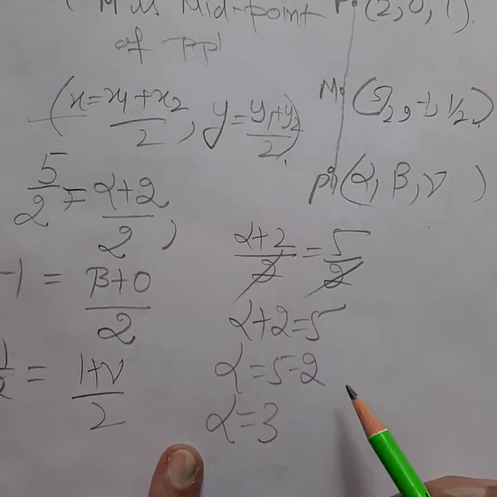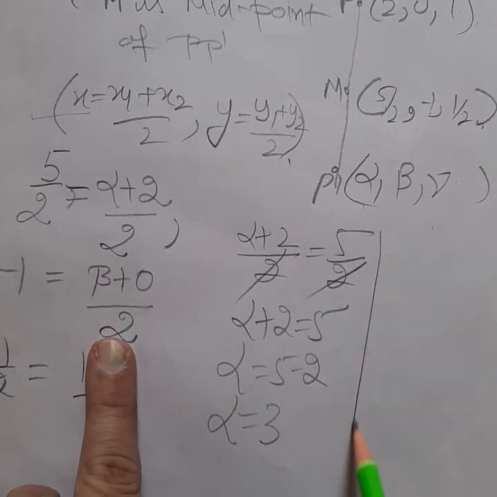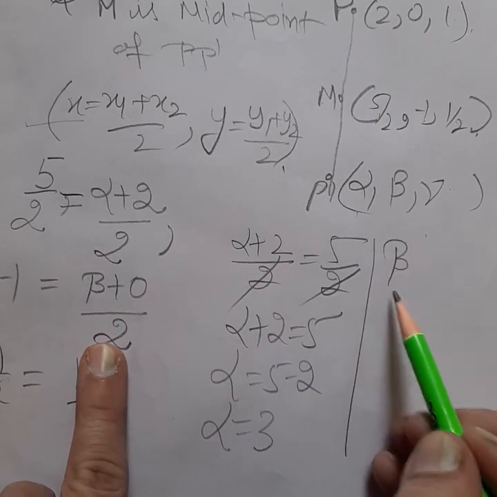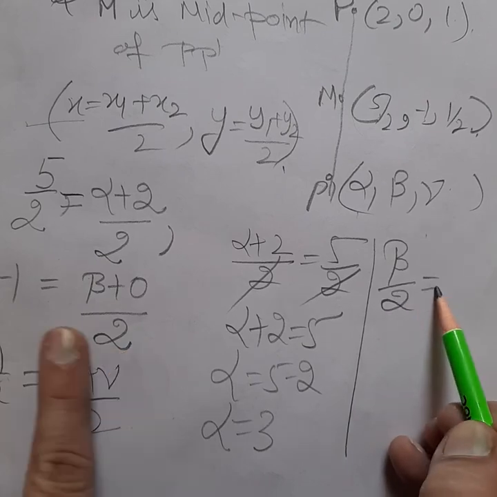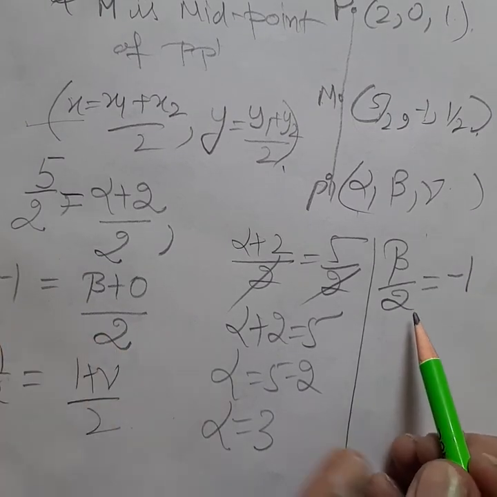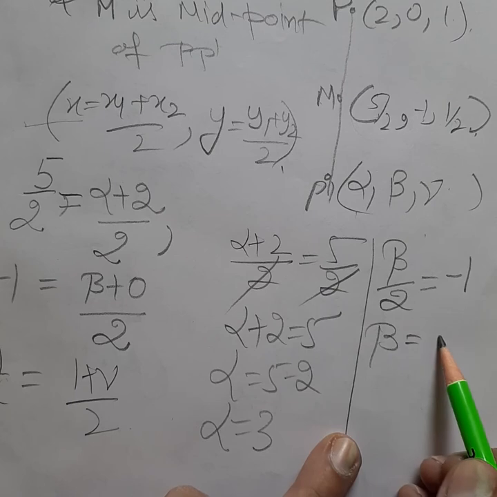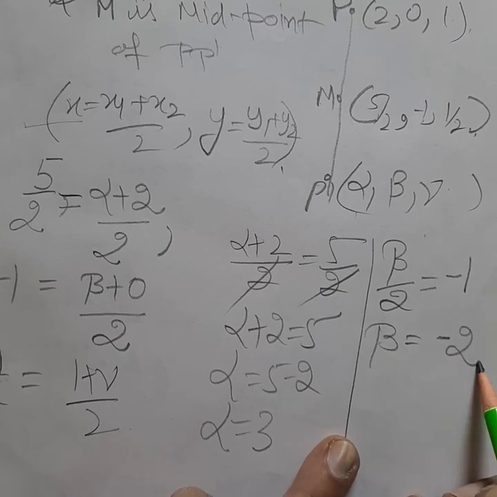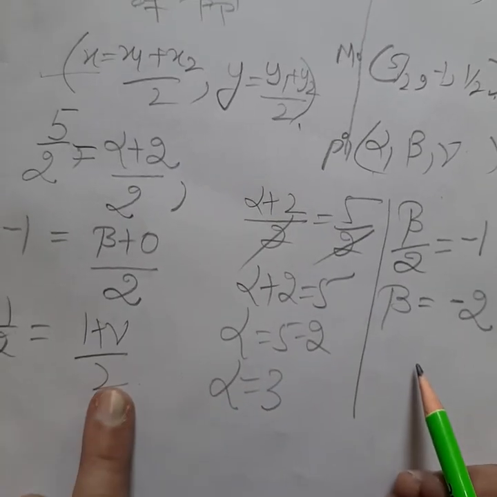Okay students, now we have to solve the second equation, that is beta plus 0 is beta obviously, and we can write here minus 1 in the right hand side, and we can solve it and we get the value of beta, that is equal to minus 2.